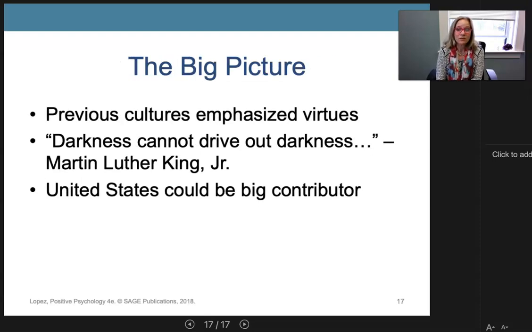Previous cultures have emphasized virtues. Darkness cannot drive out darkness. And so we want to be able to look at that as well when we think about this big picture. Well, that's what chapter 1 is all about. And I hope this has helped clarify it for you.